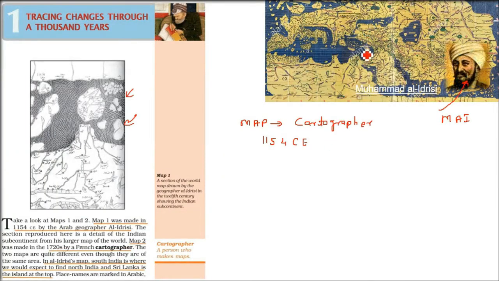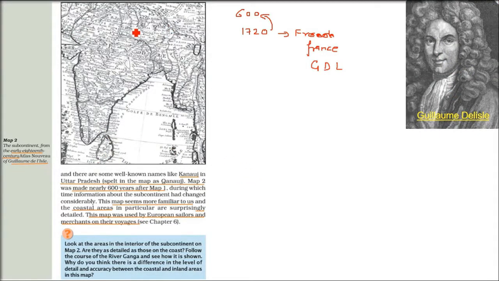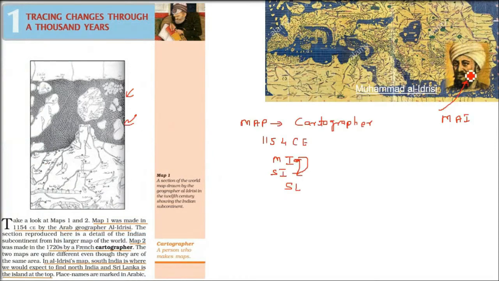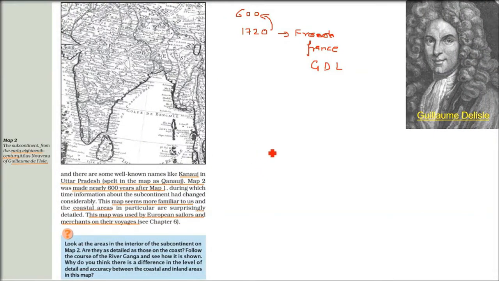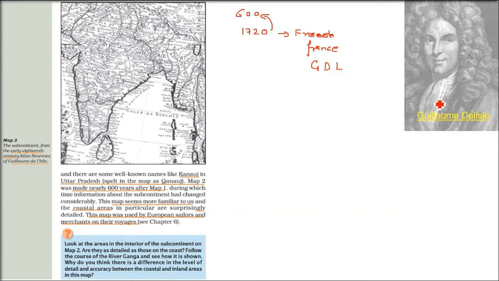Now let me tell you about the first map. The names are written in Arabic, and most of the things are there but in different places. The places of Middle India and South India are changed. Middle India is now South India, South India is Middle India. Also Sri Lanka, Al-Idrisi has shown in the northern part. But he was the path breaker. He made the map, and after this many people made maps. The art of map making changed.